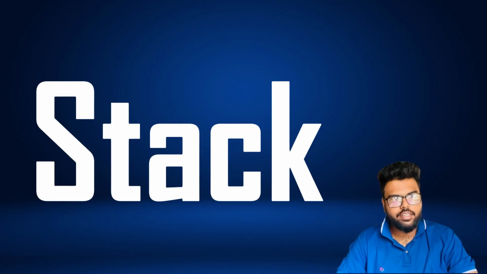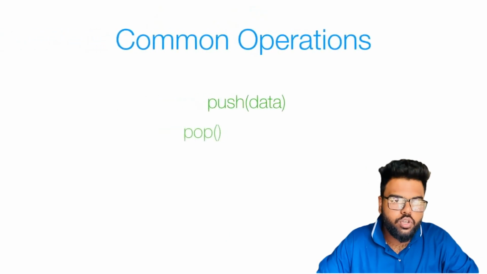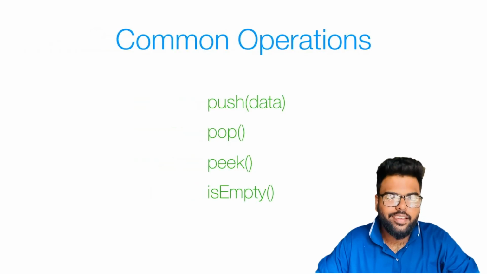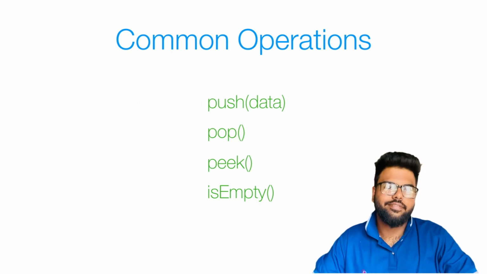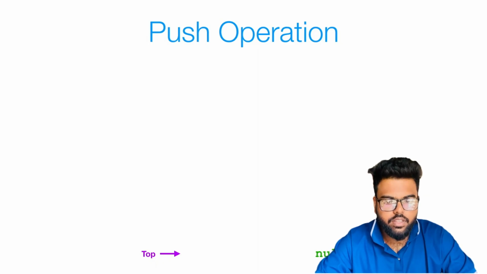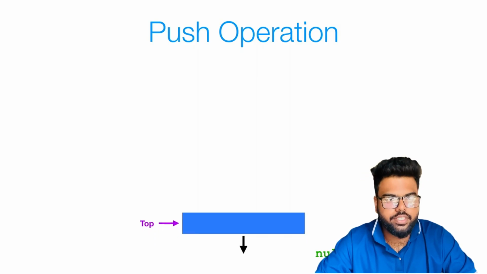So I think now you have a simple idea about the stack. Let's move to the stack operations. There are some stack operations like push operation, pop operation, peek operation, and isEmpty operation. Let's see one by one how they work. First, look at the push operation. We always use the push operation to put an element onto the stack. You can see an animation of how the push operation works.